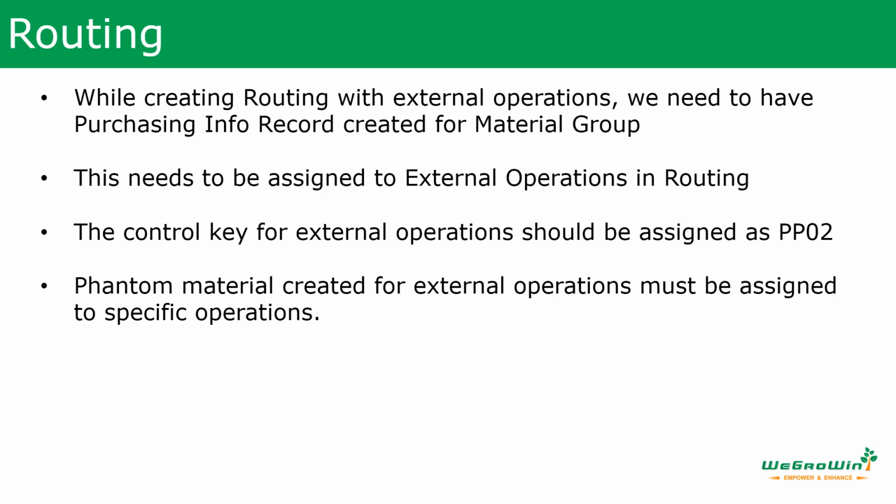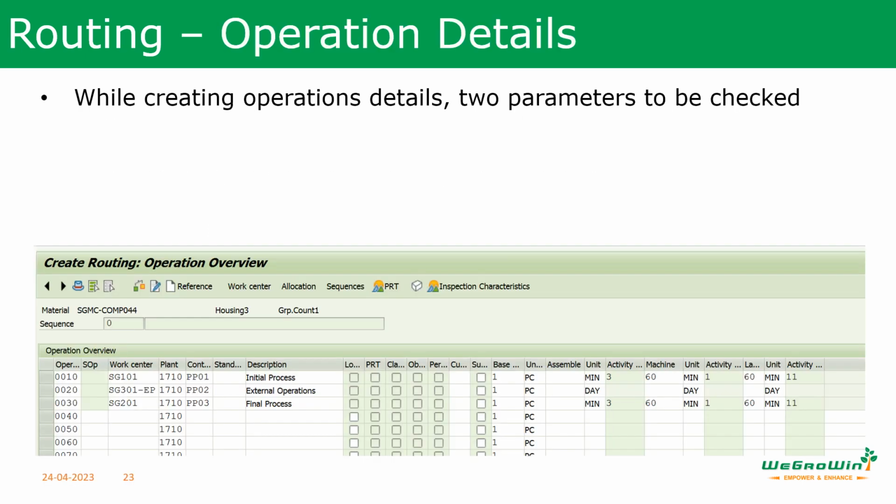While creating a routing with external operations, we need to have a purchasing info record created for the metal group. This needs to be assigned to the external operations in the routing. And a control key for external operations should be assigned as PP02, or another control key which has the function of external operation triggered. The phantom metal created for external operations must be assigned to the specific operations. These things have to be taken care of.